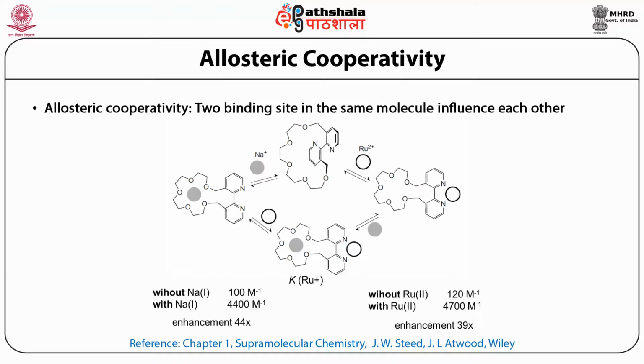And in both scenarios, we can see that if you don't add the sodium or you don't add the ruthenium, then the corresponding association constant is pretty low compared to when it is with the sodium or ruthenium. So we see in both cases, when we add the sodium or ruthenium, the enhancement is more than around 40 times. So this is what cooperativity is, where the presence of another molecule at one binding site influences the other binding site.